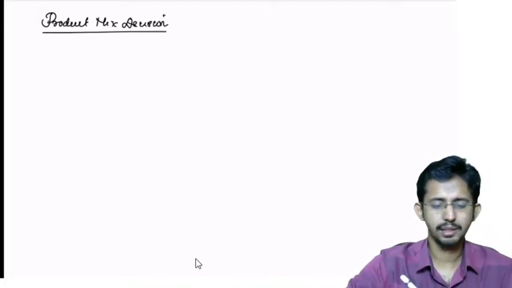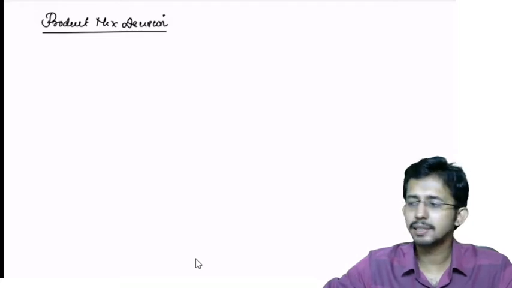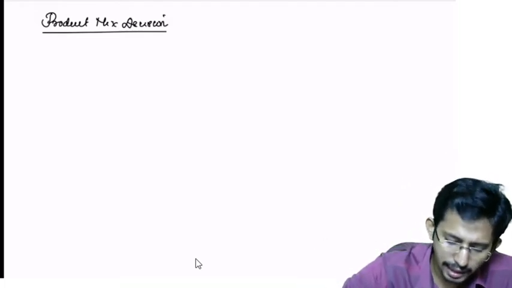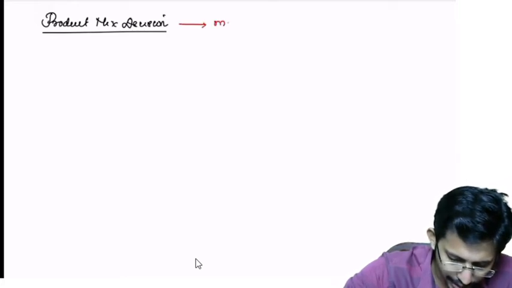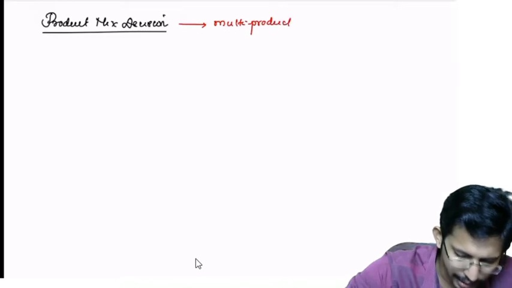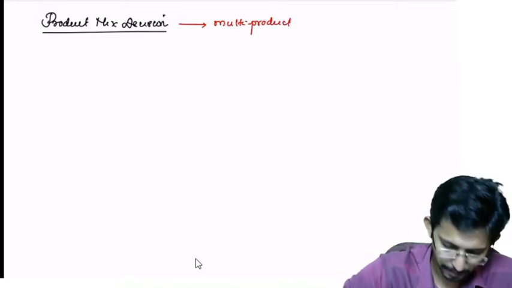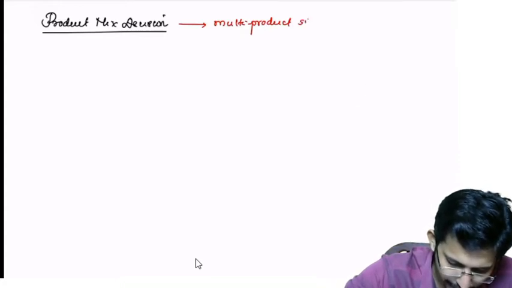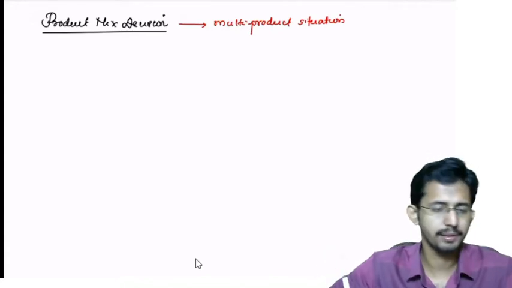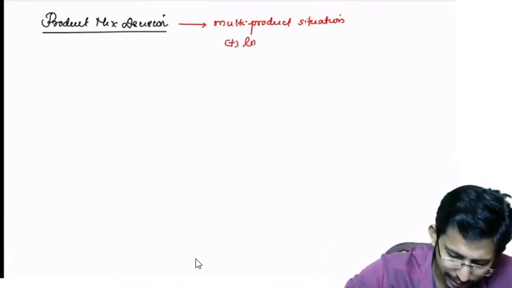Product mix decision. Now, what do you mean by product mix decision? This product mix decision will get its relevance only in case of a multi-product situation. What do you mean by multi-product situation? A situation where there are more than one type of products. When you have a multi-product situation plus there is a limiting factor.